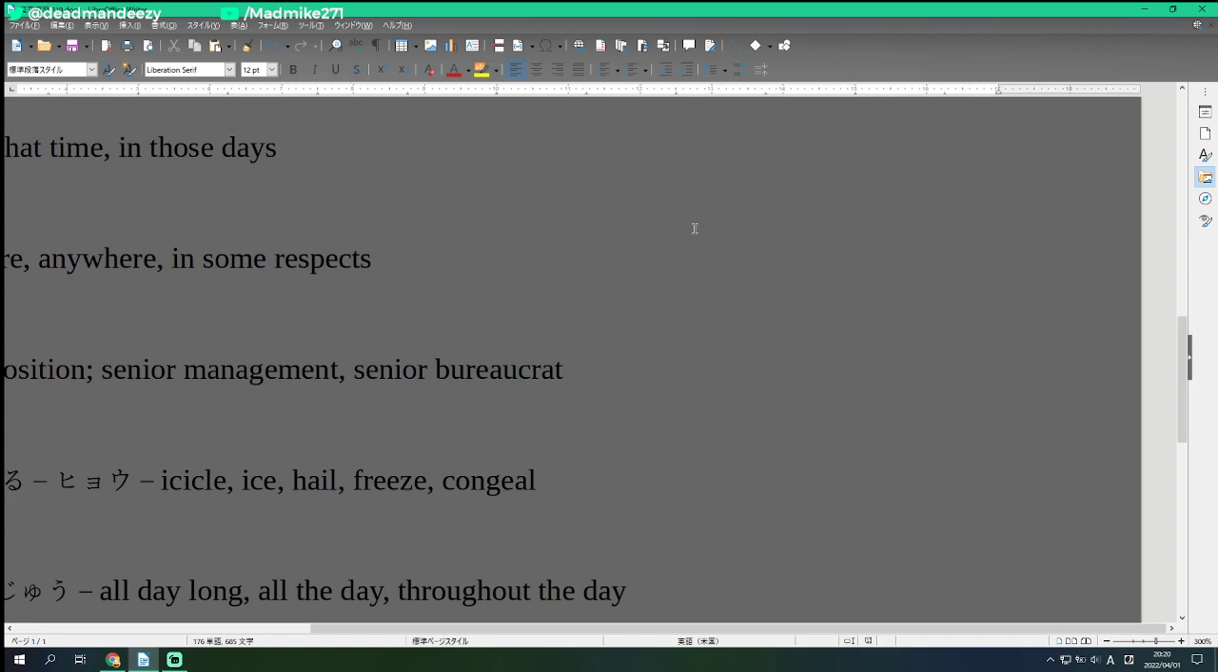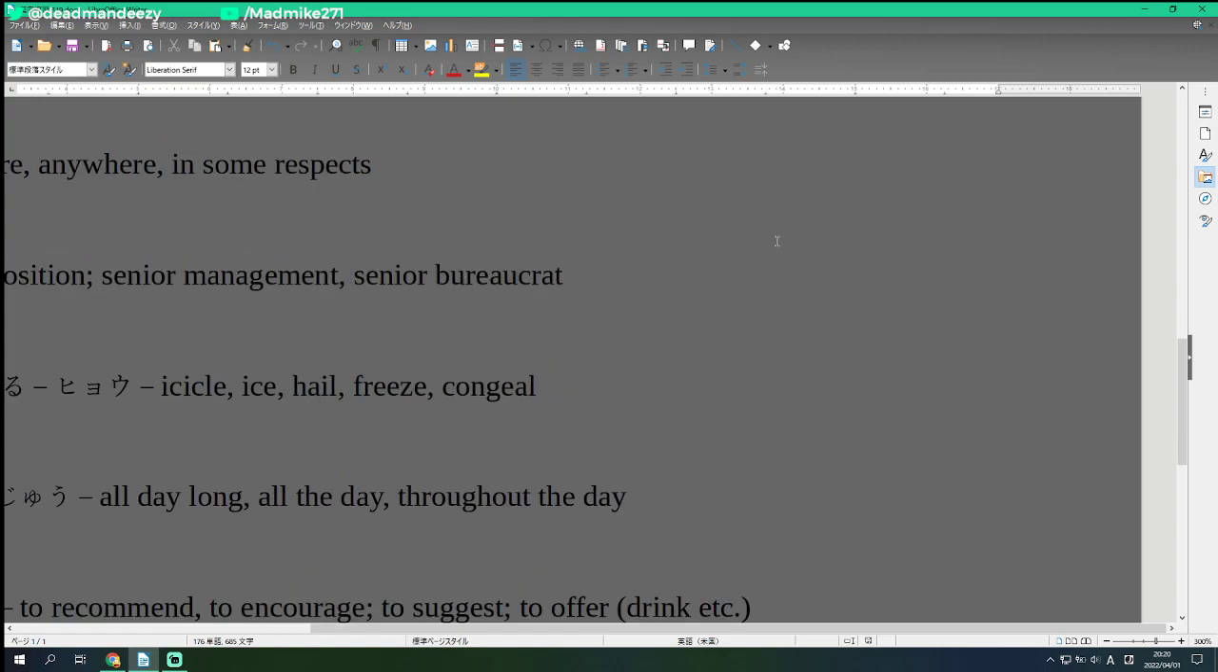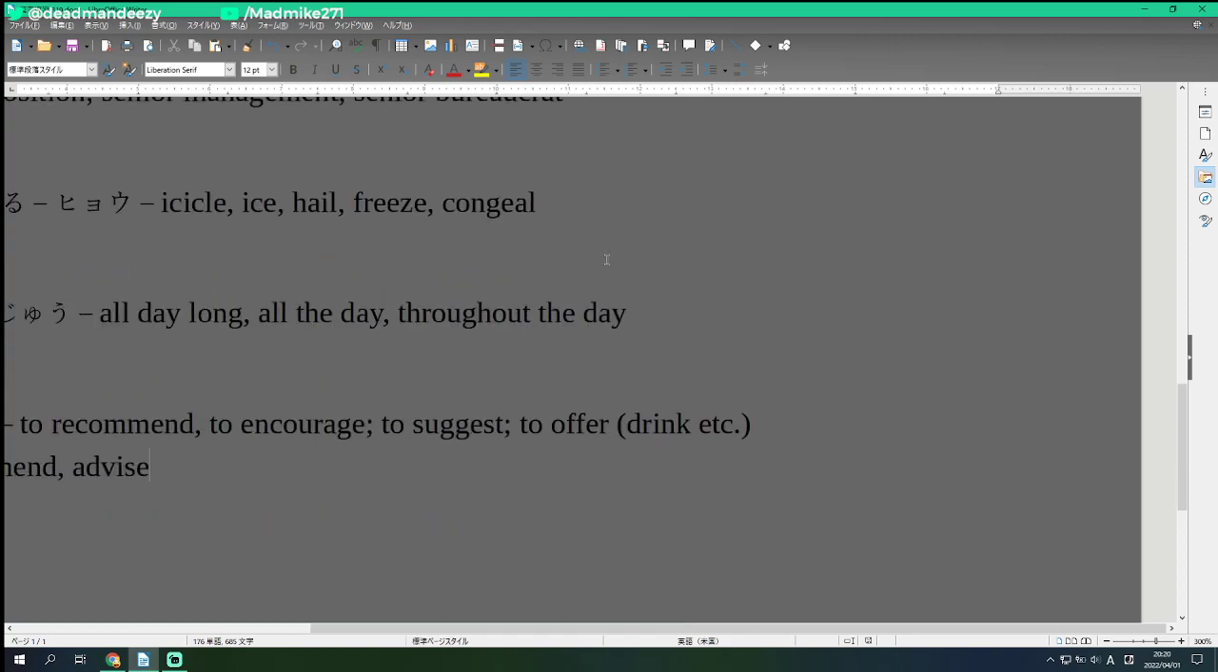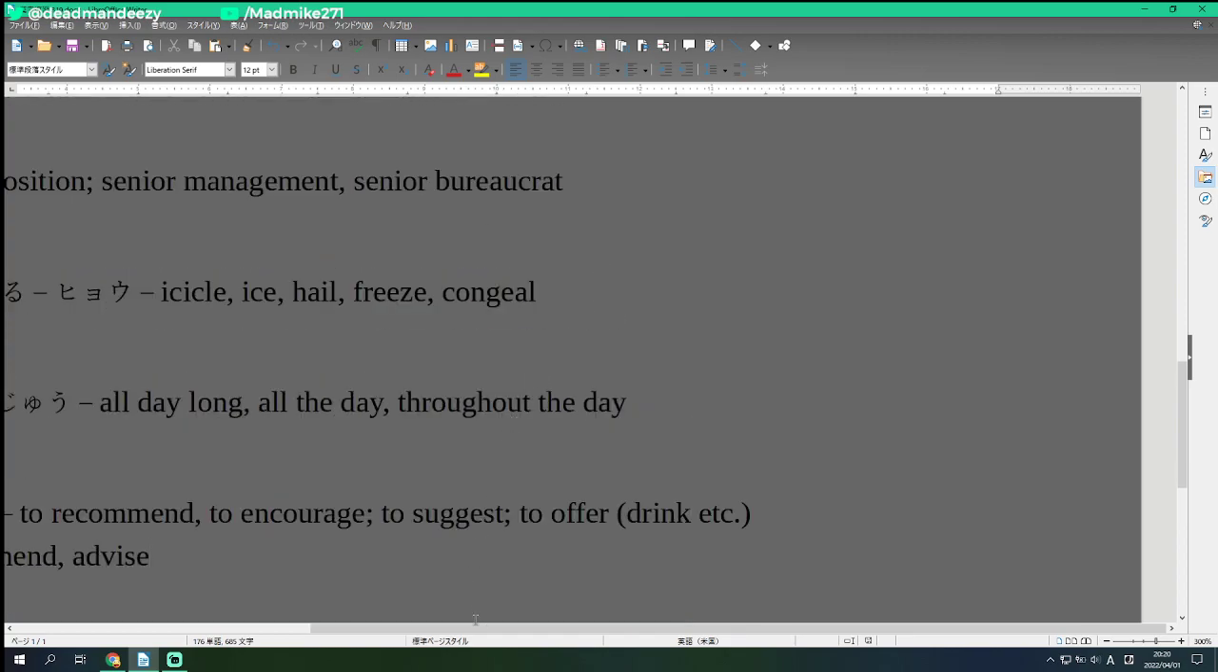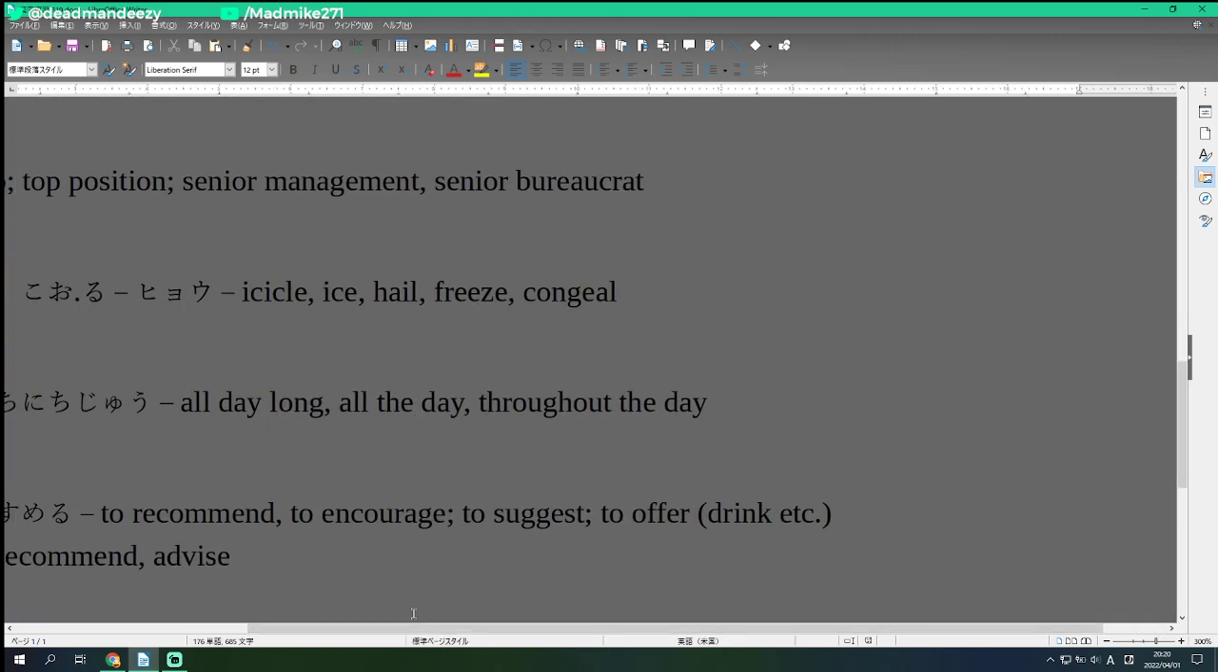At that time, or in those days, is toji, or hitting the nail on a previous day's head is toji. Anywhere, or in some respects, or somewhere, is doko ka. Doko is where, and ka is our anonymousizer, as I'm calling it. Doko ka. The top position, or top, or senior management of some place is top. It's just top in English, top.